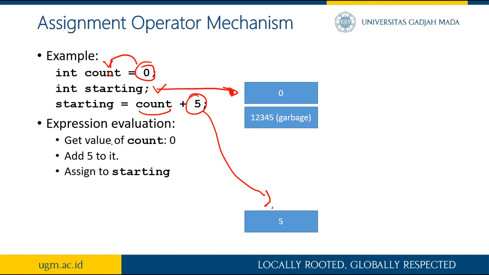In the evaluation, first we set the values, we assign 0 to count, and then add 5 to count. This one, we add 5 to count, and then assign the result into starting.